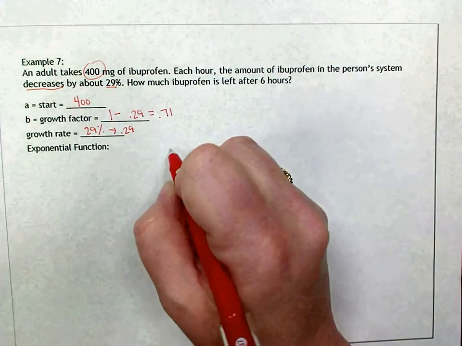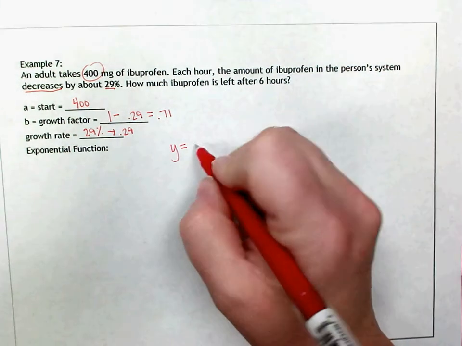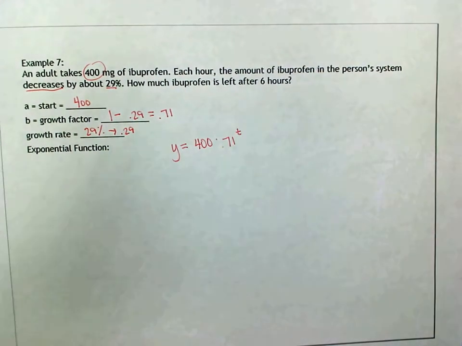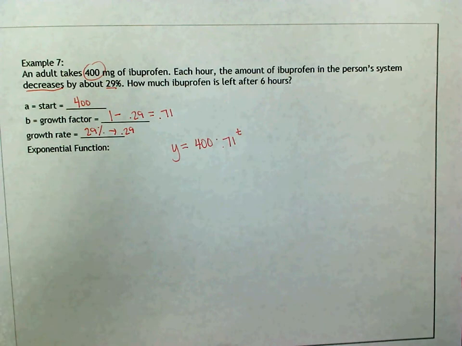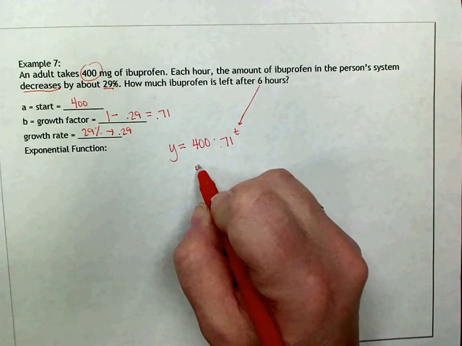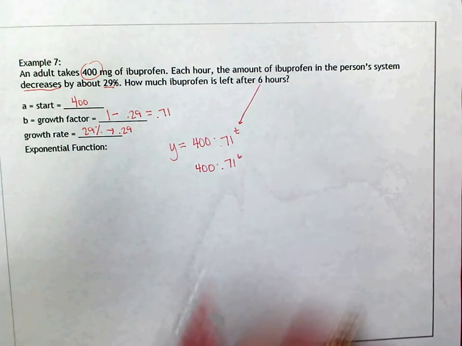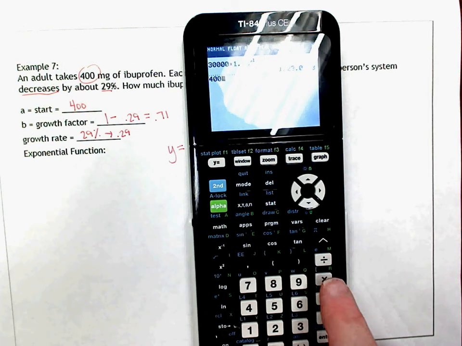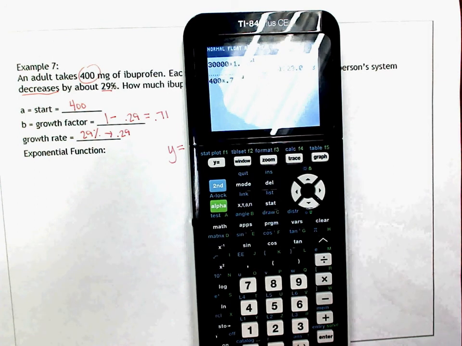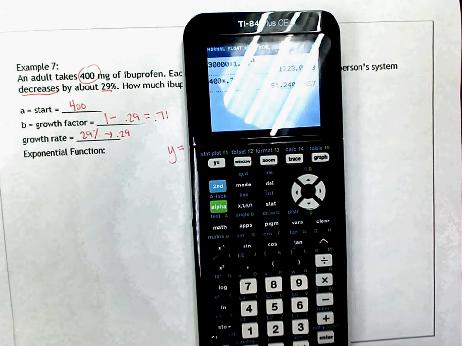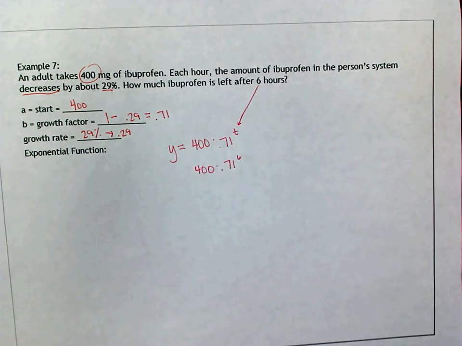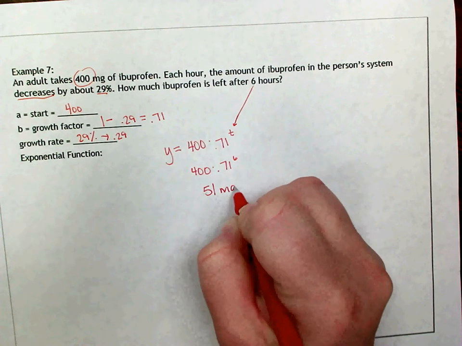So we can write our equation, y equals A times B, which is my growth factor, 0.71, to the time value, which in this case is hours. So we're going to replace the time with 6. And that's what we would put in our calculator. 400 times 0.71 raised to the 6th power. I know there's some glare on my calculator there, so that would be about 51.24, so about 51 milligrams is what's left in the body.